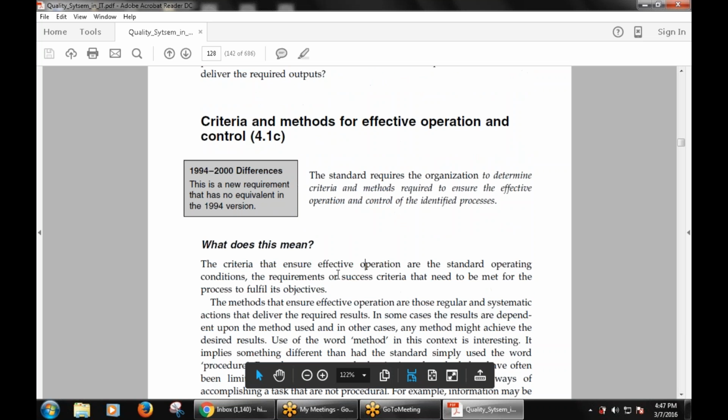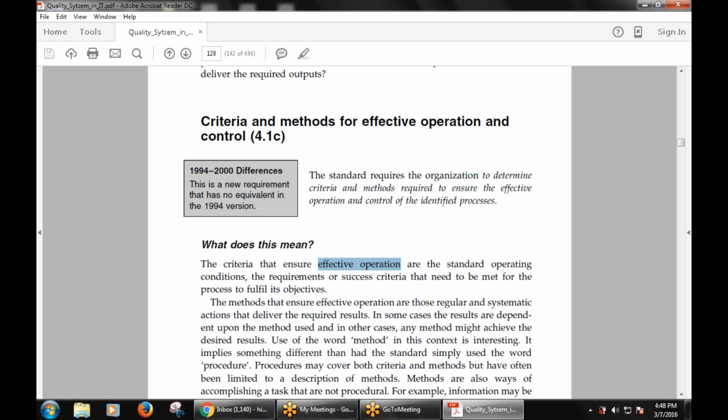What is the meaning of the criteria that ensures the effective operation? The criteria that ensure the effective operation are the standards, that is, the operating conditions. So what are the various operating conditions that are applicable for the standard operating system? Conditions, requirements, or the success criteria that need to be met for the process to fulfill the objective. That means how we are getting the criteria met for the process to fulfill the objectives. The criteria means the method or the process or the way how we can do the operation. So criteria and the method for the effective operation.